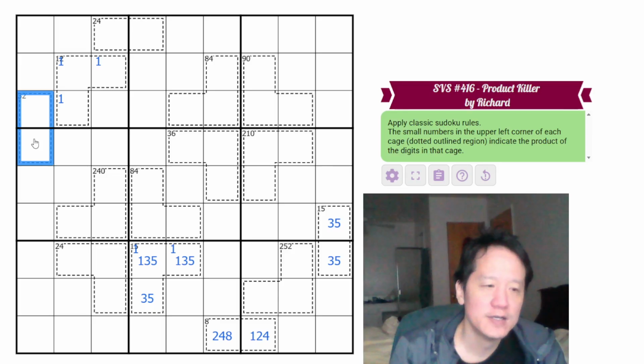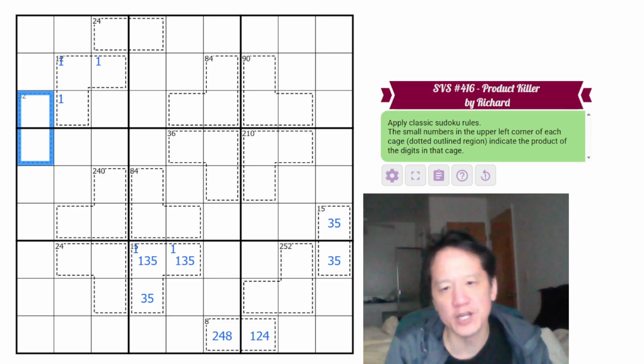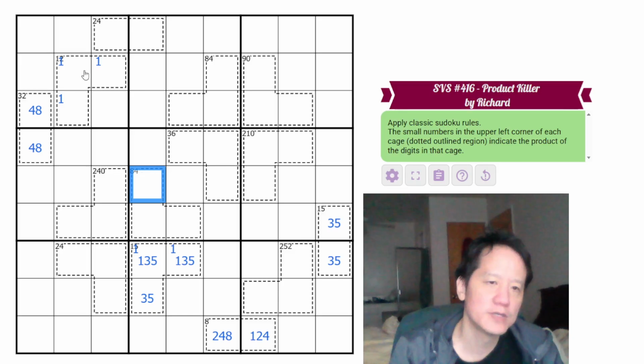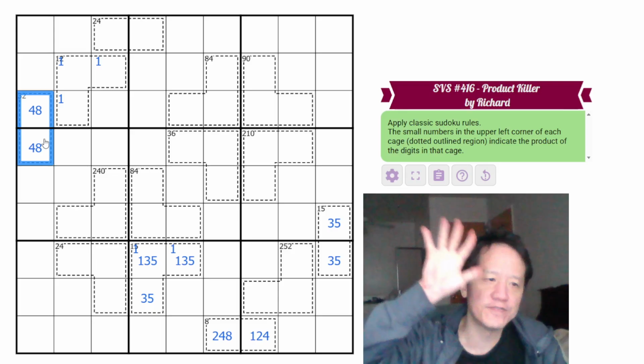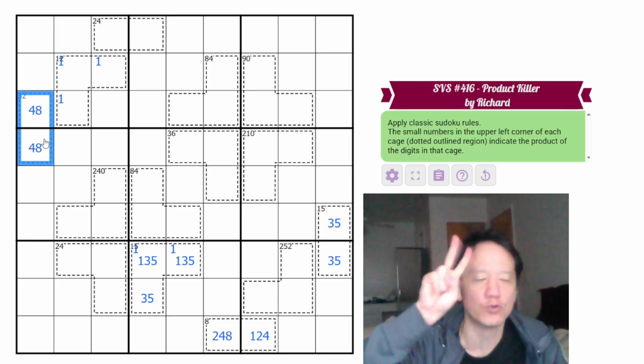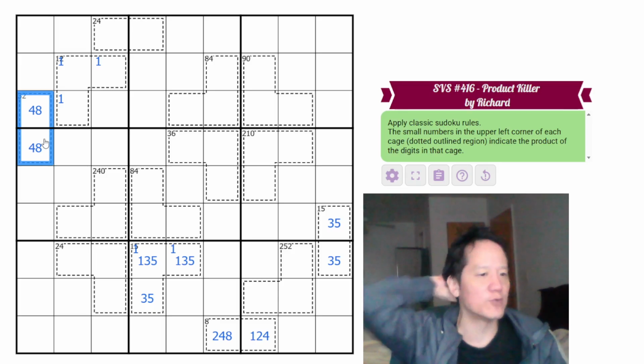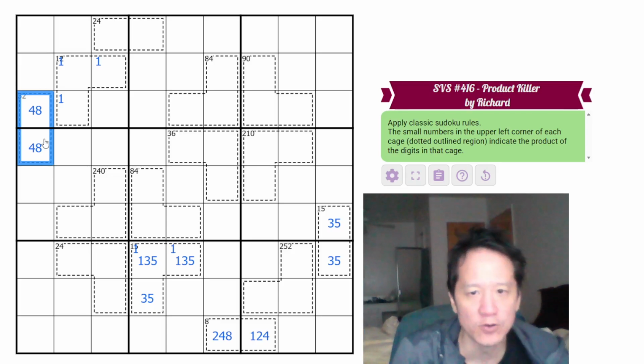32 is 2 to the 5th power. You can't have 2 times 16. You can only have 4 and 8 here. So this is 4 and 8 multiplied together to make 32. Right? Because you have to have five twos worth of product, and the only way you can get that is 4 times 8 in normal Sudoku.